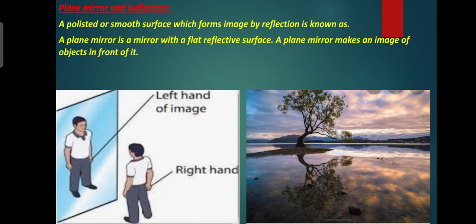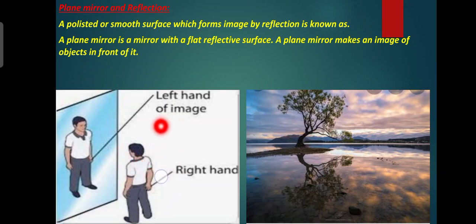Now move on. Plane mirror and reflection. A polished or smooth surface like glass which forms an image by reflection is known as a mirror. Plane mirror: it's a mirror with a flat reflective surface. A plane mirror makes an image of an object in front of it. The image is upright. The image and object are the same size.